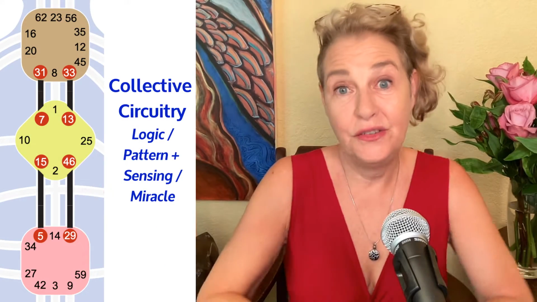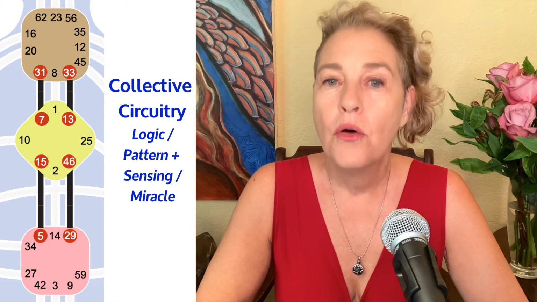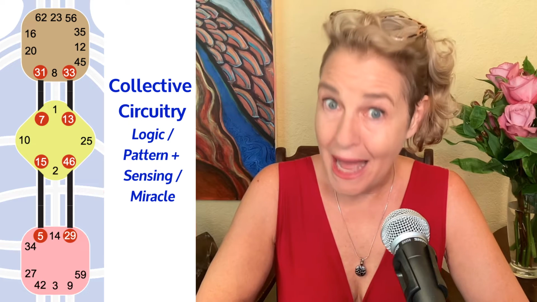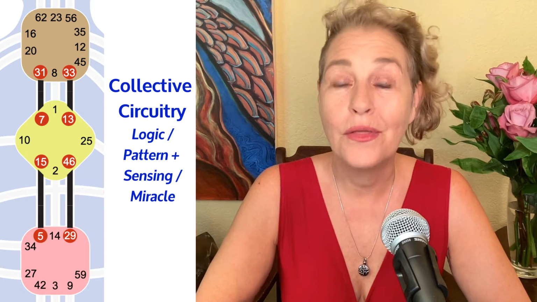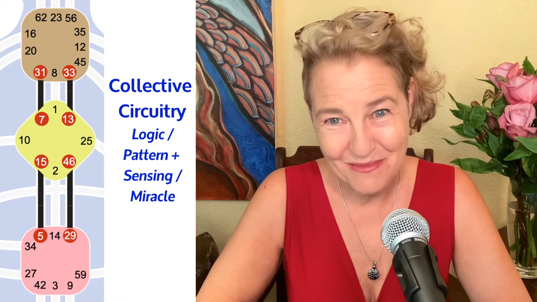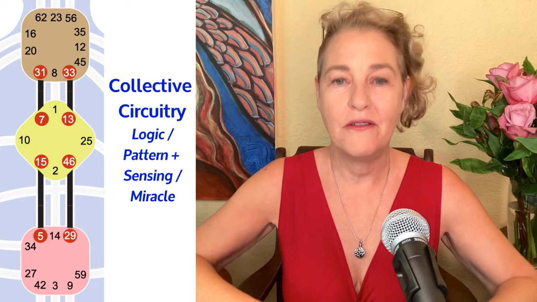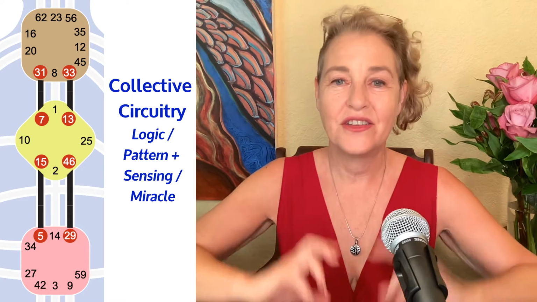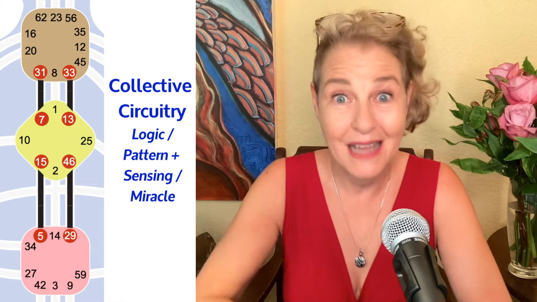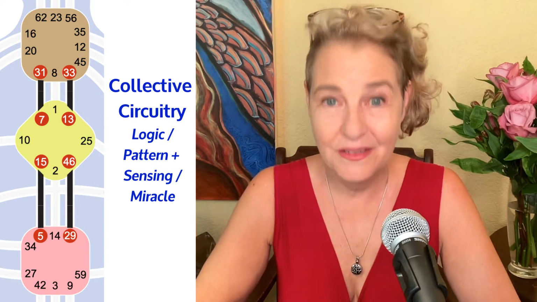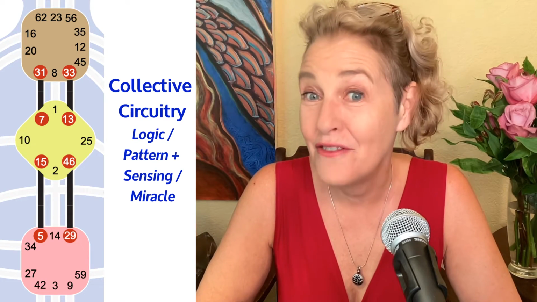So in these last two videos, we're going to turn our attention to the collective circuitry, which is the logic circuit or the pattern circuit in quantum human design, and the sensing circuit or the miracle circuit in quantum human design. And they run right up through the central channel, from the sacral to the G Center, and then from the G Center to the throat. The knowing circuit, which is individual circuitry, also does that, and it runs right up through the middle. And I talked about that in the very first video.